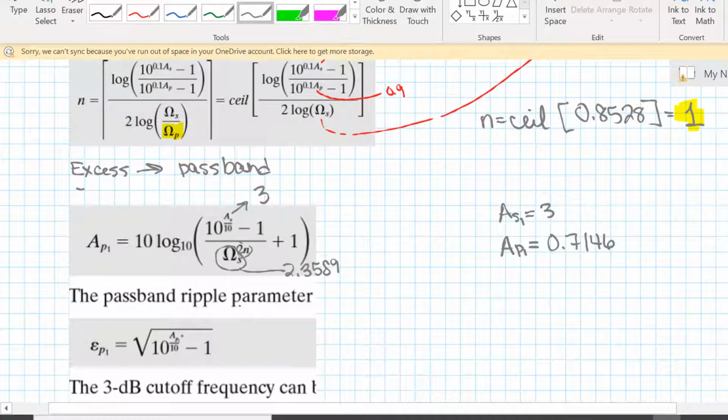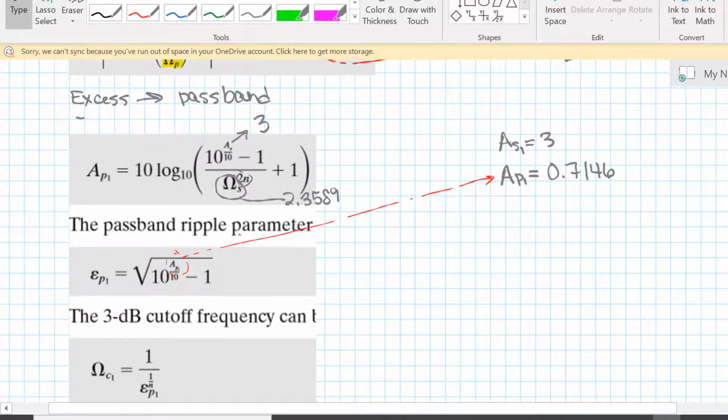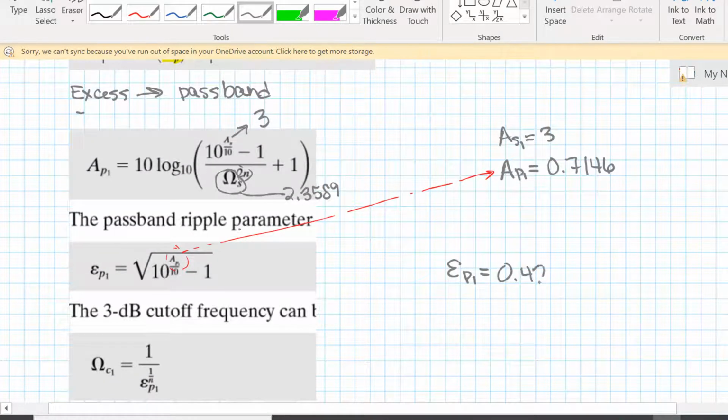And then that's A sub P. So A sub P1, I know it's small here, but you can always look in your own book. We're just using that value. So 10 to the, it will end up being 0.07146 minus 1. Take the square root of that. We get 0.4229. And then we can find omega C1. So it's going to just end up being 1 over this epsilon sub P1 because our n is 1. So you're just raising it to the first power. So you just want to do 1 over the answer you just got. And it's 2.3645.